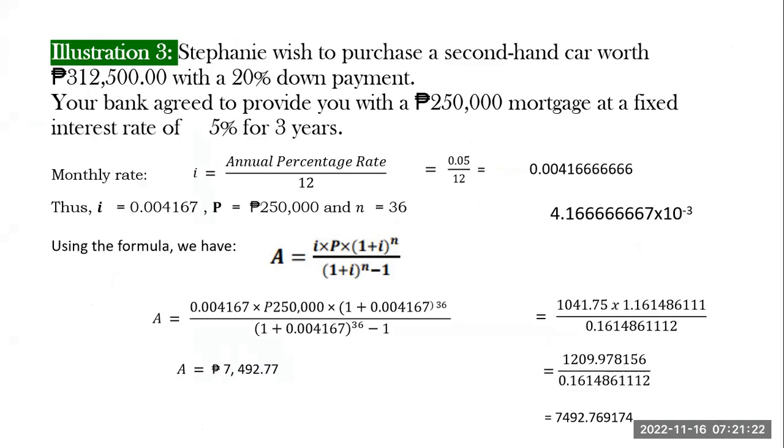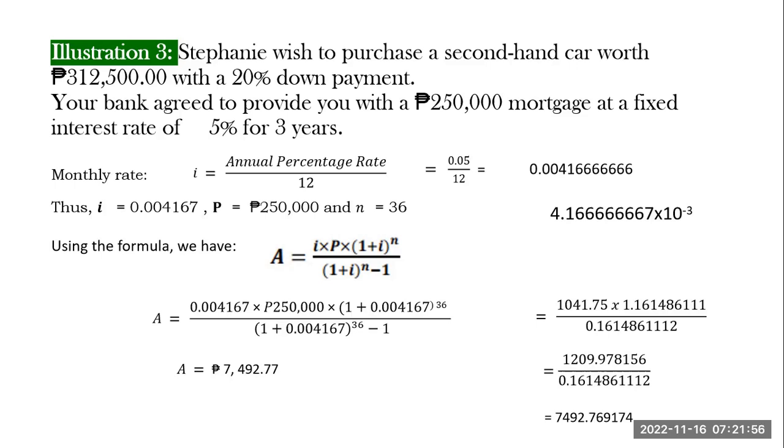Kasi nag-down payment na siya ng 20%, that's 62,500. So, 312,500 minus 62,500, and that is equal to 250,000. Yun pa yung kailangan niyang bayaran doon sa car. So, maglo-loan siya ng 250,000, and the agreement with the bank is a fixed interest rate of 5% for 3 years.